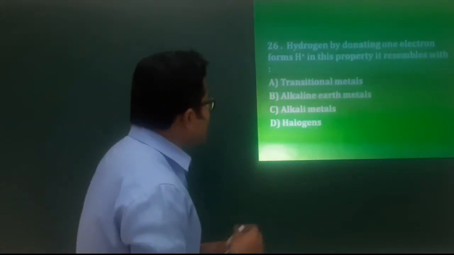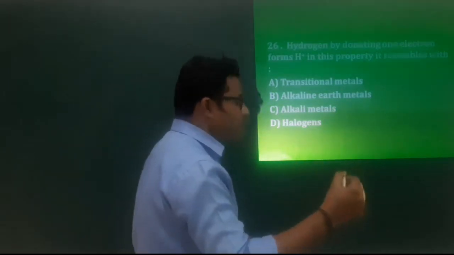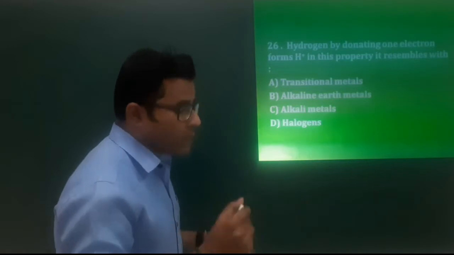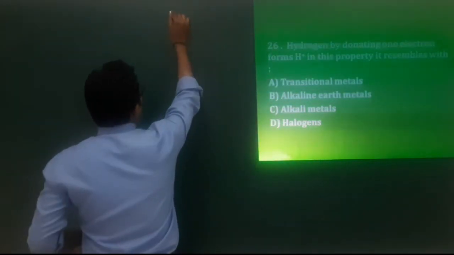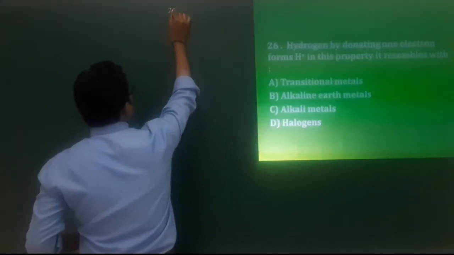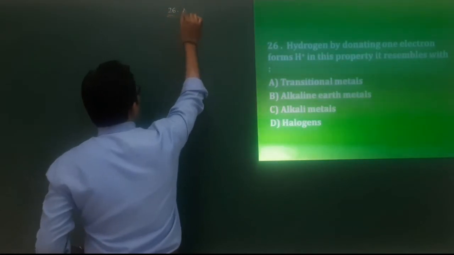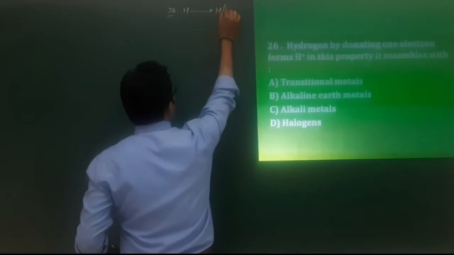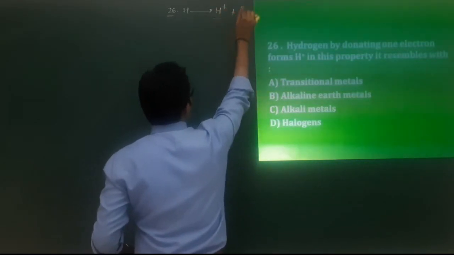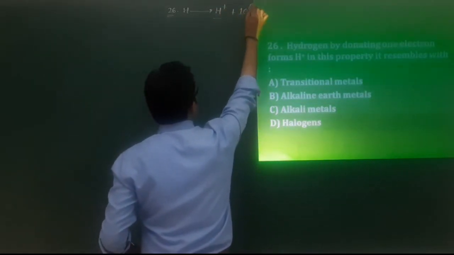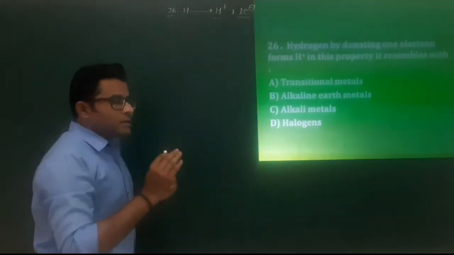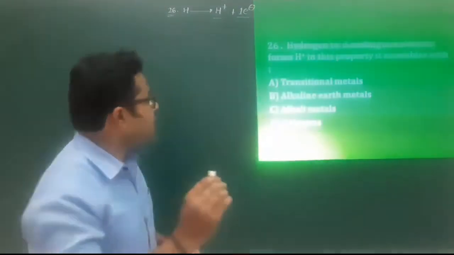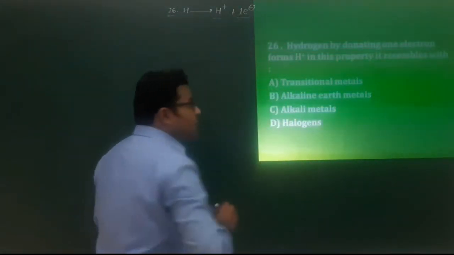Hydrogen, by donating one electron, forms H plus ion. In this, the property it resembles with. Now, if you observe question number 26, hydrogen has a tendency to lose one electron in order to form H plus ion, and hence it is going to lose one electron. Now, the same type of properties are exhibited by, it's not the transitional metals.